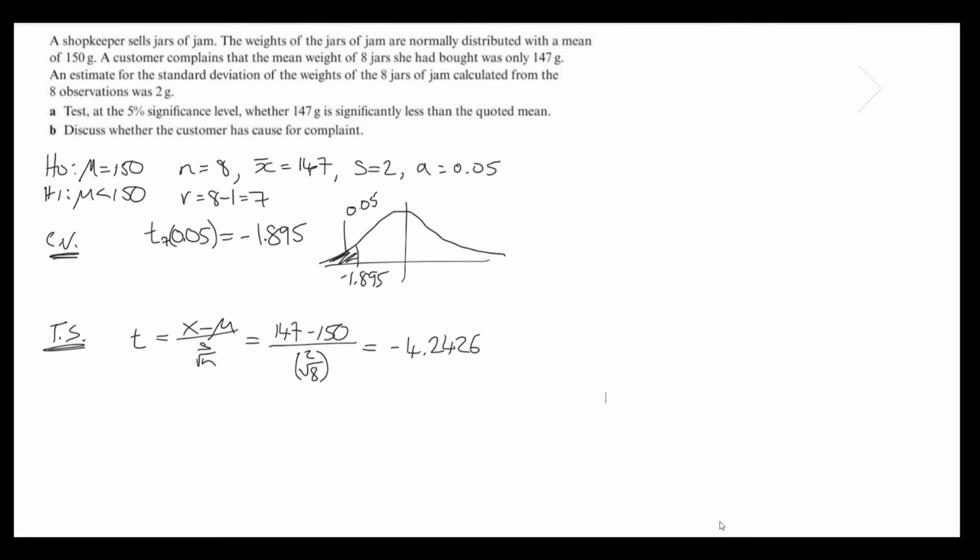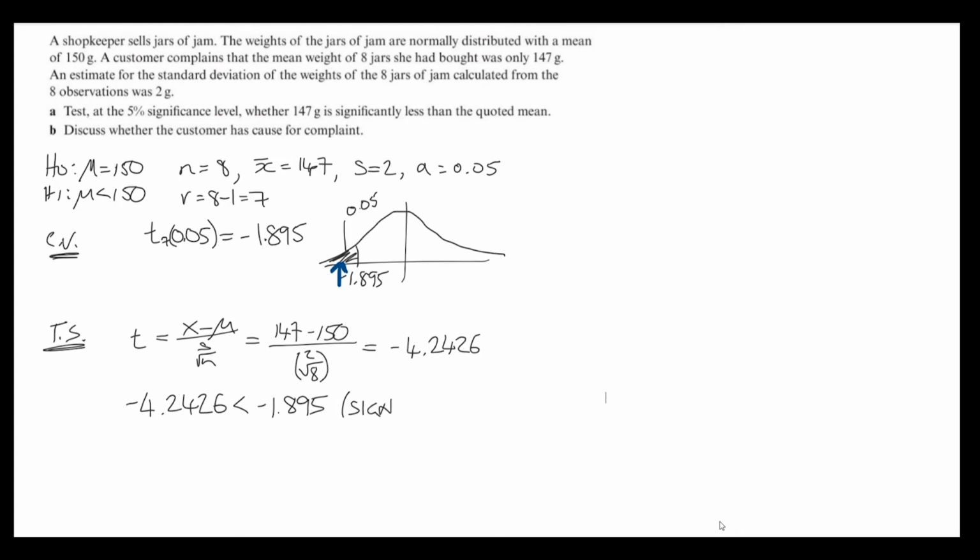Well, that is going to be in the critical region. It's going to be over here. This is a significant result. Okay, just make your comparison, your numerical comparison, as you usually would. Negative 4.2426 is less than negative 1.895. It's in the critical region. We have a significant result.